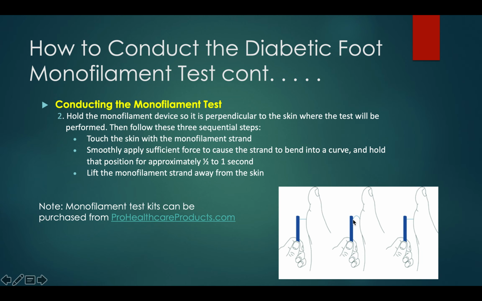And this is the amount of bend when it will buckle at a force of about 10 grams when you're using a 5.07 gauge monofilament strand. And you hold that position with the monofilament bent for about 1 to 1.5 seconds. And then you lift the monofilament strand away from the skin and you have completed the test.